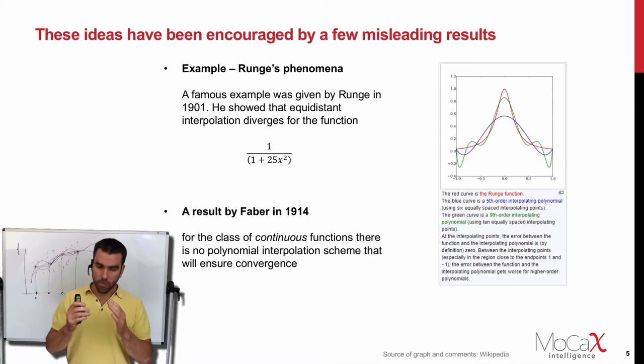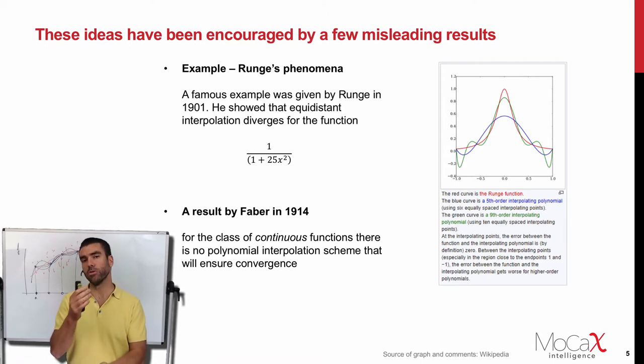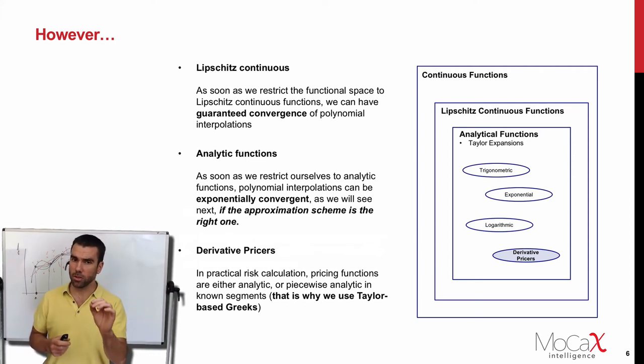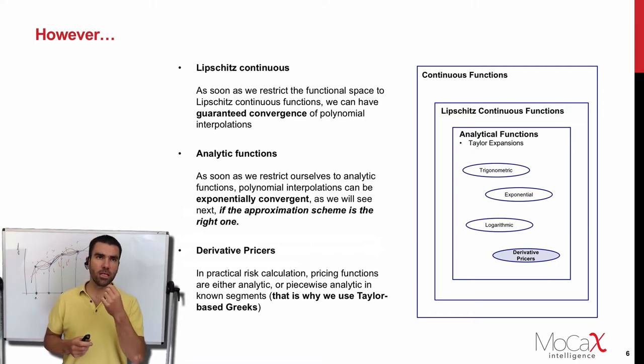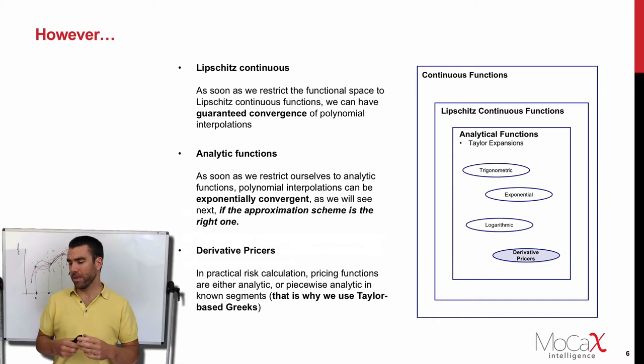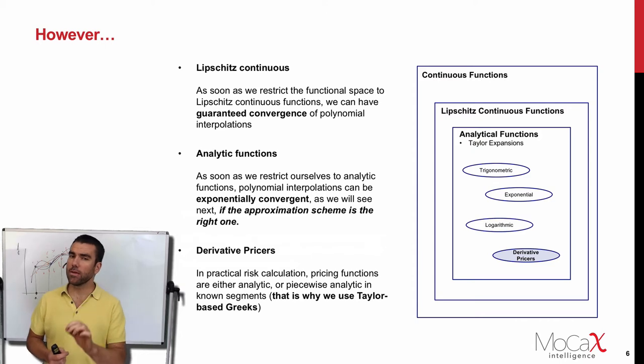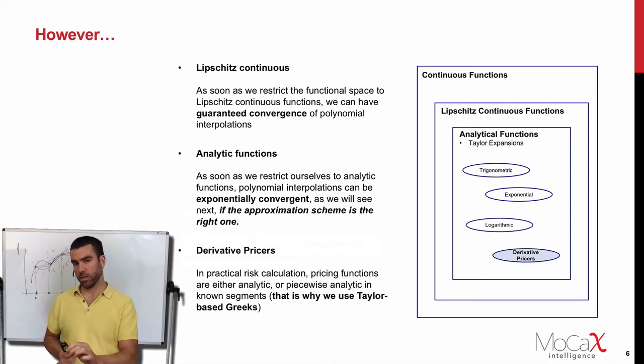All right. Fortunately, when we think along these lines, we have missed something. And this is what I want to show to you in this session, what we have missed, and how to fix this. So what happens is that as soon as we restrict ourselves to Lipschitz continuous functions, and just as a reminder, Lipschitz continuity is just a very weak condition of continuity. So basically the large majority of real life functions are Lipschitz continuous. As soon as we restrict ourselves to Lipschitz continuous functions, we have guaranteed convergence.